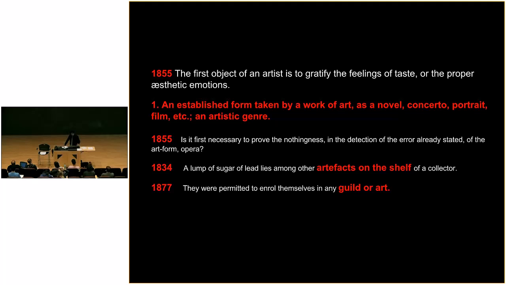An established form taken by a work of art as a novel, concerto, portrait, film, etc., an artistic genre. Again, middle of the 19th century. Is it first necessary to prove the nothingness in the detection of the error already stated of the art form opera? So art form becomes something. Before that, what was it? Just 15, 20 years before, it was artifacts.